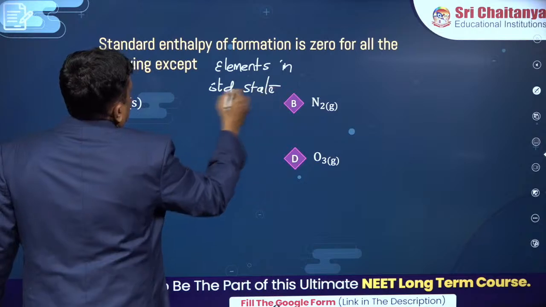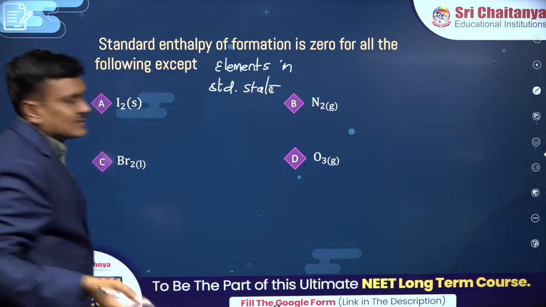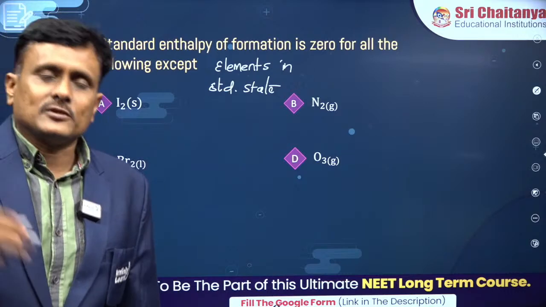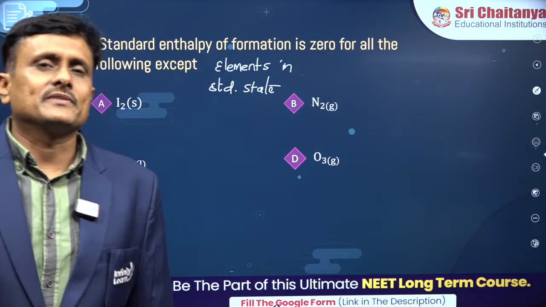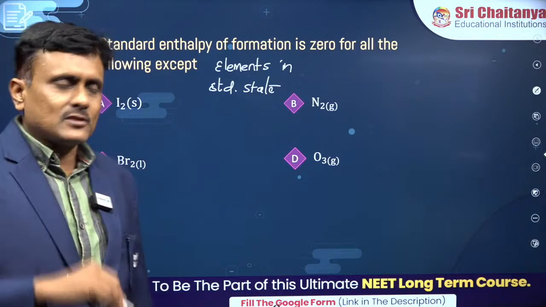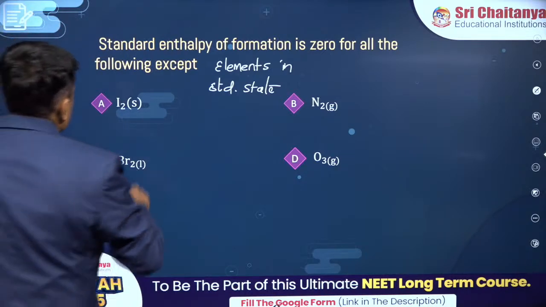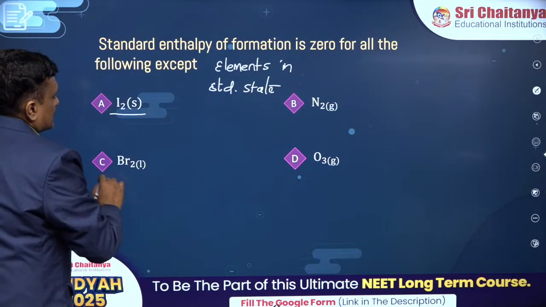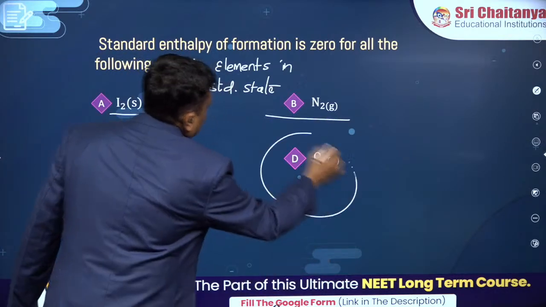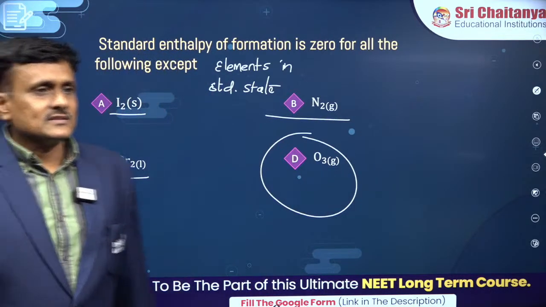It is taken as 0. It's a convention, buddies, like the freezing point of water, boiling point of water, atmospheric pressure, they all are fixed as round figures. It's a convention. That is not a concept at all. For an element in the standard state, I2 is a solid at room temperature, bromine is liquid at room temperature, nitrogen is a gas. Not for compounds, for elements in the standard state.